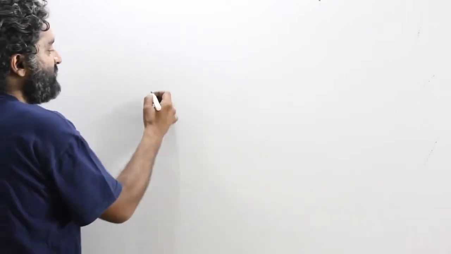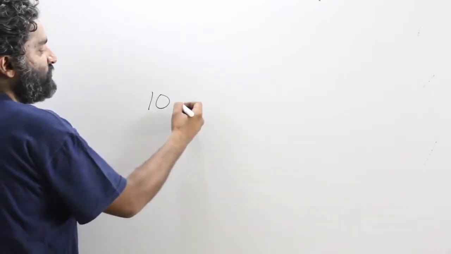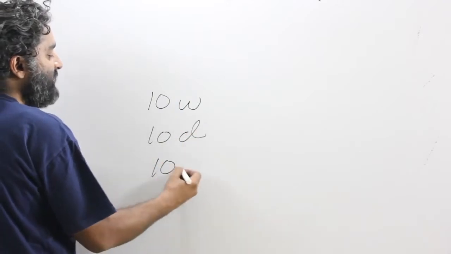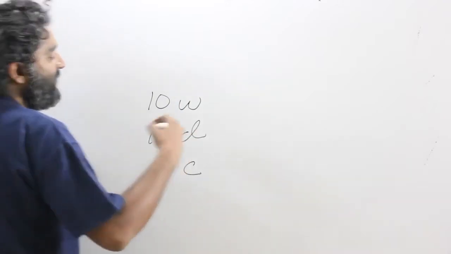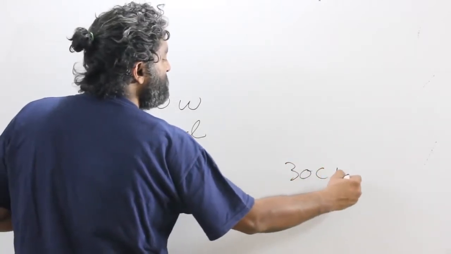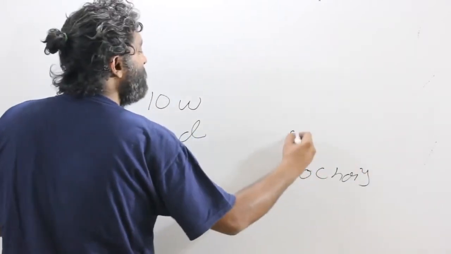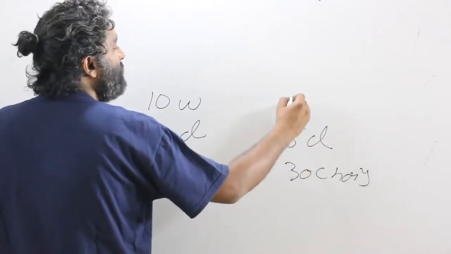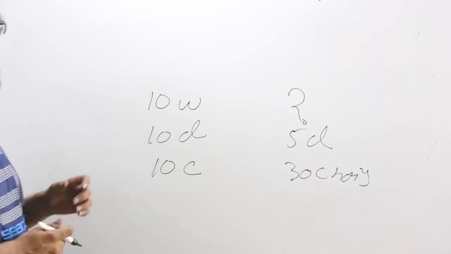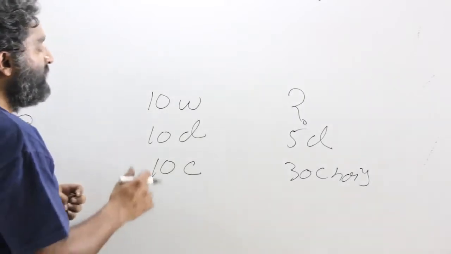Okay, so let's work with that idea more and confirm it in our heads, okay? So once again, let's say 10 workers in 10 days can make 10 chairs, and you have to make 30 chairs in 5 days. How many extra workers would be needed? Okay, so that's the question here.